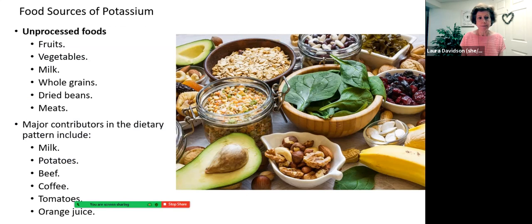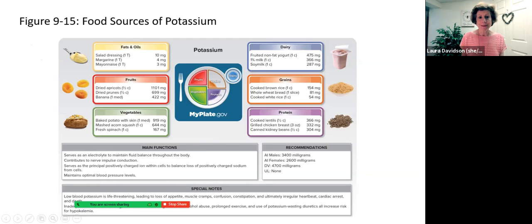So here you go, not just bananas. Bananas are a source, but we're really doing our clients a disservice if we tell them to eat a banana because they're on a potassium-wasting diuretic, when there are so many other good sources. By the way, orange juice is a great source of potassium. Here it is at the bottom. Here you go with more.